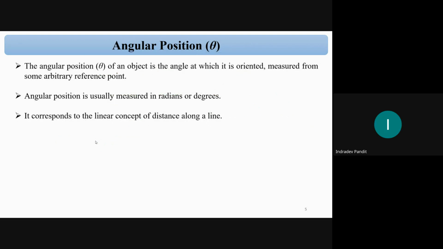So starting with the angular position, that is theta, correct? We can say the motor is rotating, that is a 360-degree rotation, correct? So what is the angular position? Angular position, we indicate by theta. It is the angle at which an object is oriented, measured from some arbitrary reference point. Suppose this is your stator part and this is your rotor part, and this is our reference axis.